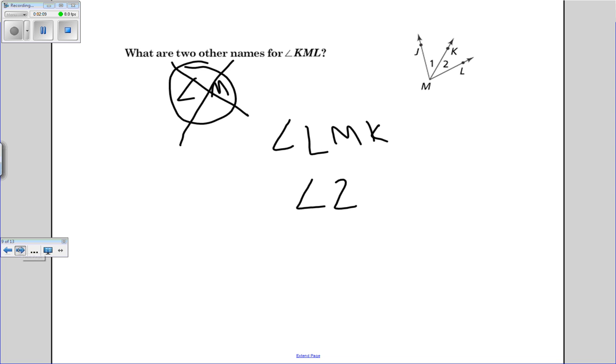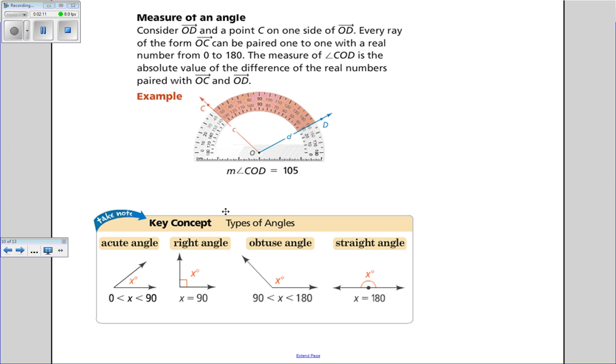Awesome. Now, angles have measures. We can say the measure of an angle, or we can use this little letter m. And this is what we're going to be using. Instead of writing out measure of angle, which takes too long, we're going to use this little m here to talk about the measure of angle COD.